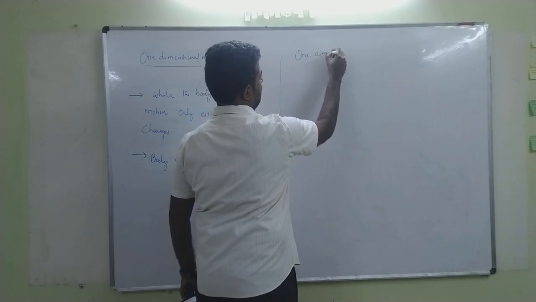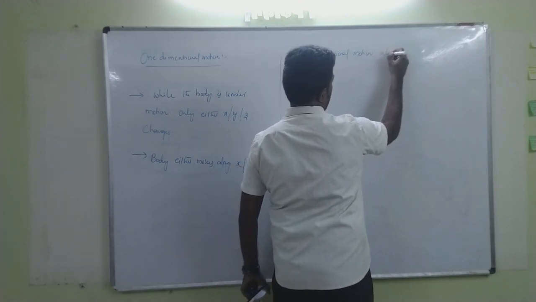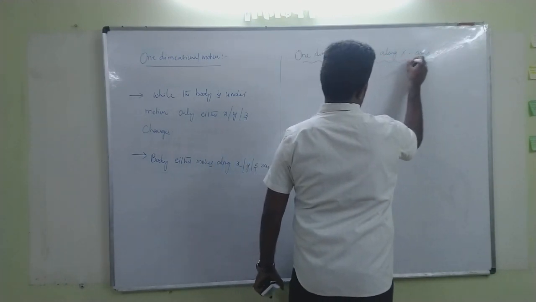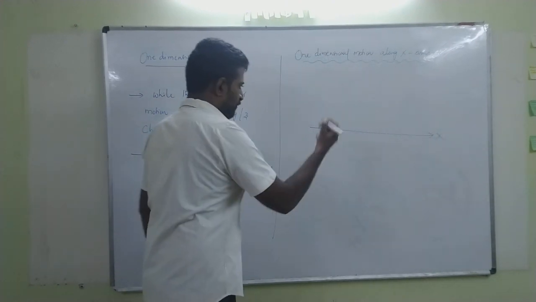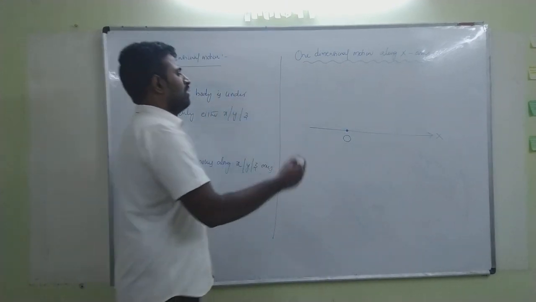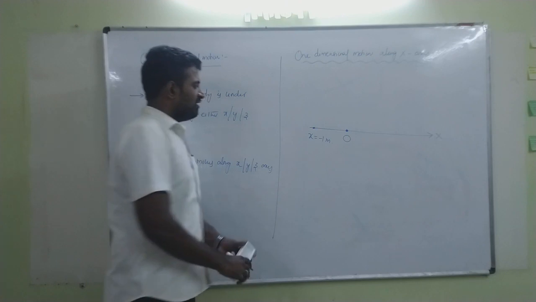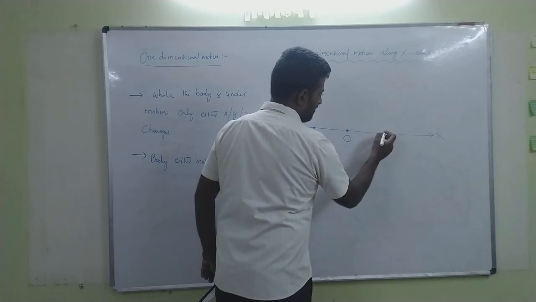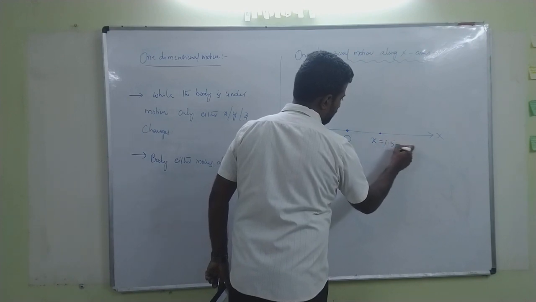One-dimensional motion along x-axis. Let me take up this as x-axis. Let us suppose this is origin. Initially, suppose the particle is at x equal to minus 1 meter. Hence, initial position of the particle is x equal to minus 1 meter. It might have traveled along x axis. Let us say it has gone up to x equal to 1.5 meter position.